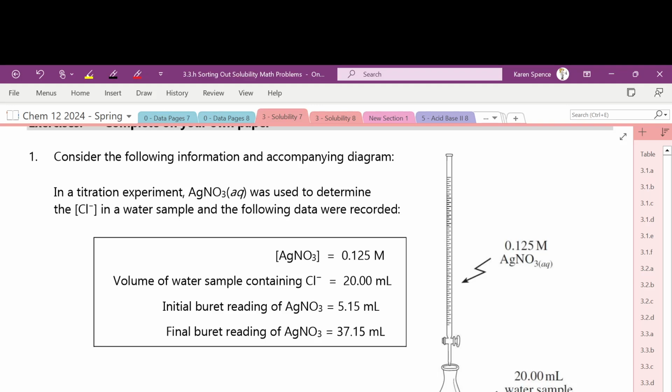What information do you have? So you've calculated your volume delivered, have you? Perfect. Is that the moles or the molarity? Oh, that's the molarity. Okay. So now, what do you need to find?